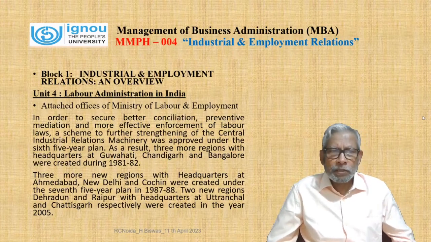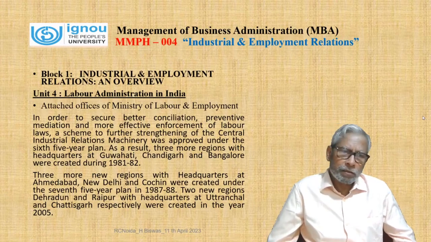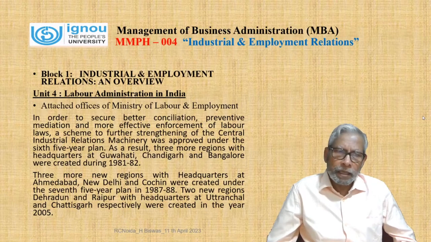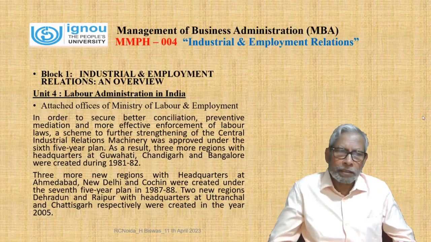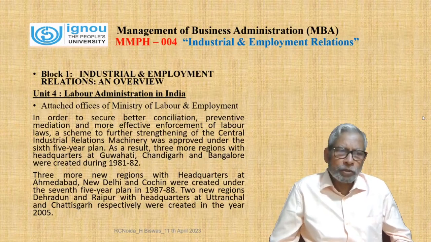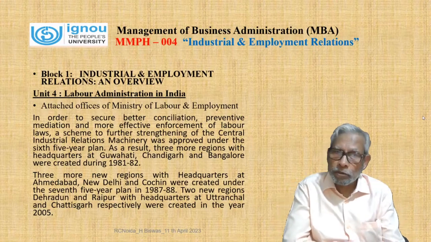So first, Guwahati, Chandigarh and Bangalore were created during 1981-82. Then subsequently, in the seventh plan, that is 1987-88, another three headquarters were formed: Ahmedabad, New Delhi and Kochi. Two new regions were also created, Dehradun and Raipur, with headquarters at Uttaranchal and Chhattisgarh respectively, in the year 2005.